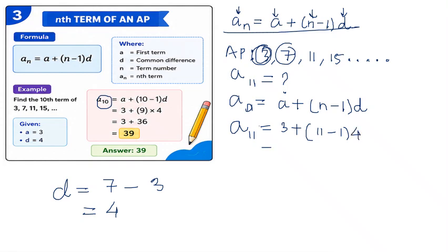So here it is 3 plus (11 minus 1), which is 10, multiplied by 4 because it is already present here. So 3 plus 10 into 4, that is 40. So here it is 40 plus 3, 43. That's how we can find other terms of the AP, let's say the 100th term, 150th term, and so on. Even one example is given over here, as you can see, find the 10th term.